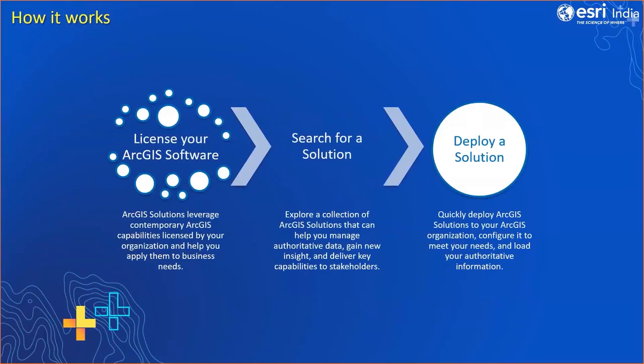So how does it work? The first step to start using this ArcGIS solution is to make sure your ArcGIS software is licensed. Once you have the licenses, you can search for the solution that best suits your organization. You can explore the range of solutions available, select the one you would like to deploy, and quickly deploy it to either your ArcGIS Online environment or ArcGIS Enterprise environment.